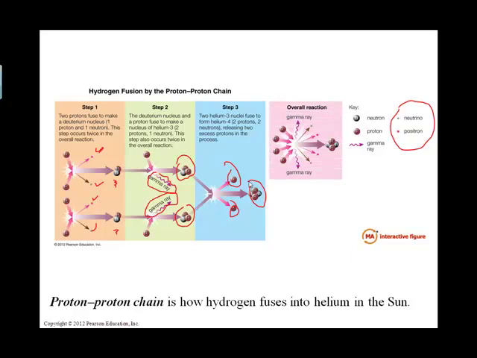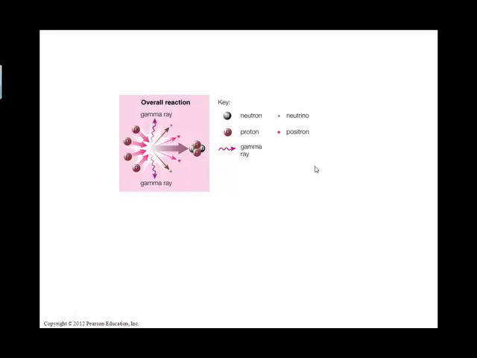So overall, this is what we have going on. The net is 4 protons, and we get back a helium nucleus, and notice all the other stuff that we get: neutrinos, 2 positrons, and gamma rays. I think that's a good summary.